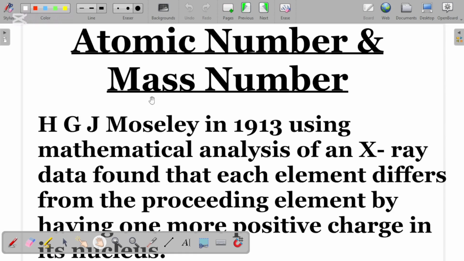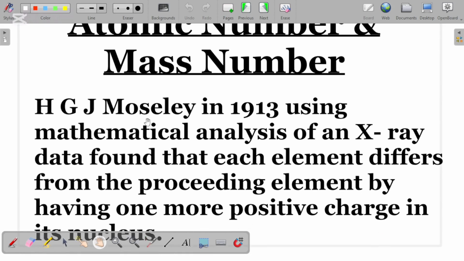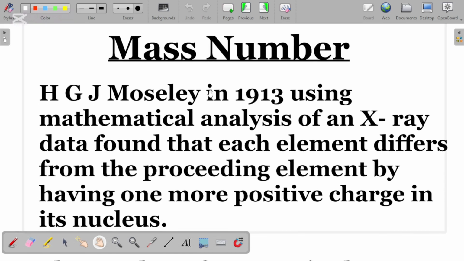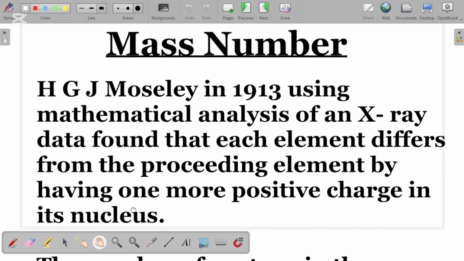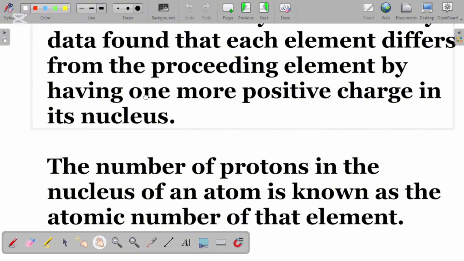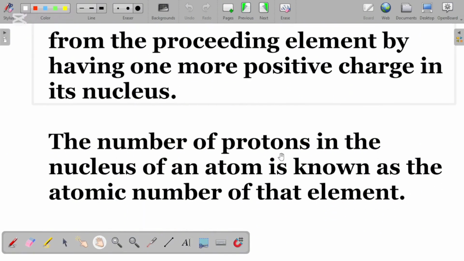All right, now let's consider atomic number and atomic mass. H.G.J. Moseley in 1913, using mathematical analysis of X-ray data, found that each element differs from the preceding element by having one more positive charge in its nucleus, that's the addition of protons. That's the number of protons in the nucleus of an atom, known as the atomic number of that element. Take note of this.